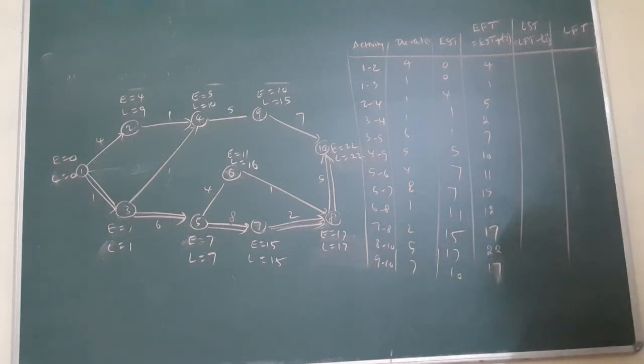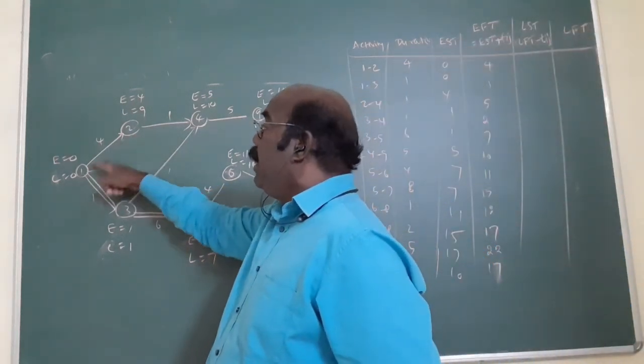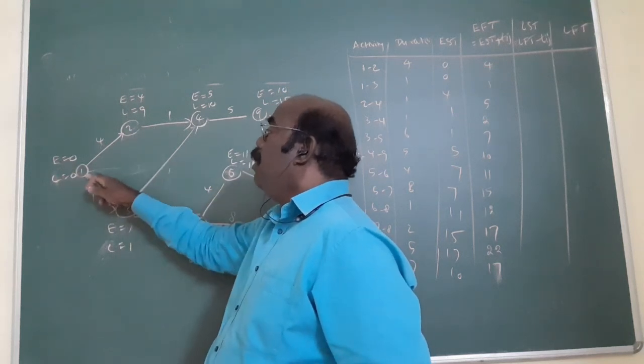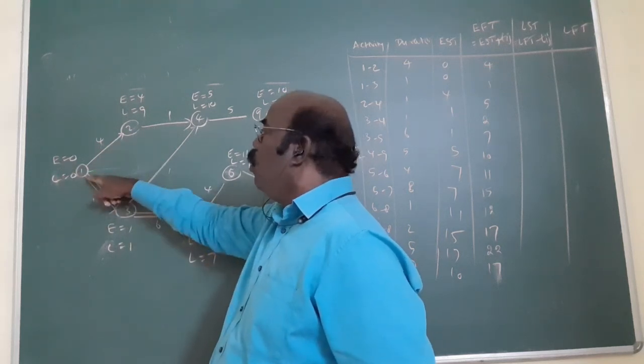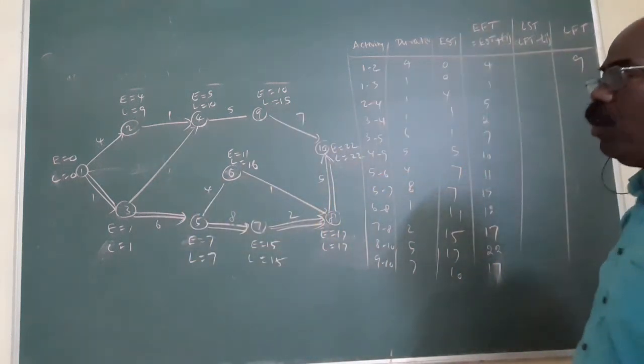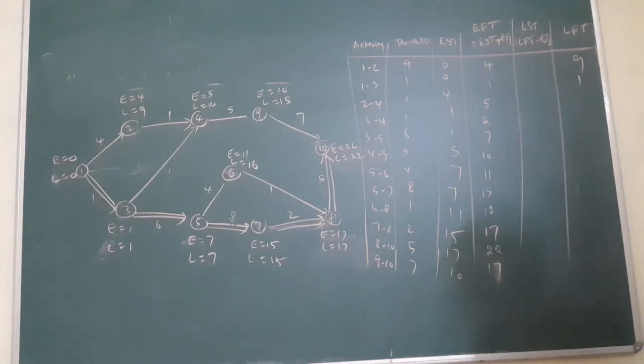The LFT, what did I tell you? L means latest. From LFT only you work backwards. First one LFT, that's very important. First one, 1 to 2. Previously EST for 1 to 2 meant the earliest number, the previous number. Now L is the latest number. 1 to 2, L is 9. Correct? 1 to 3, L is 1. In this way you find, that's very important.